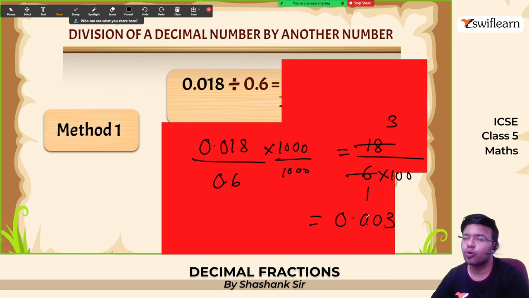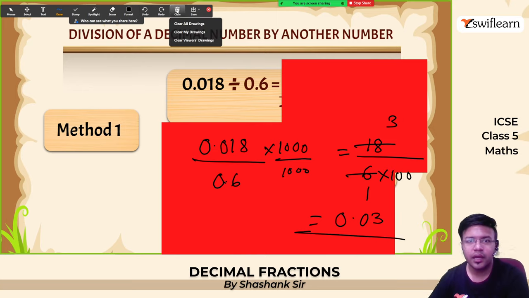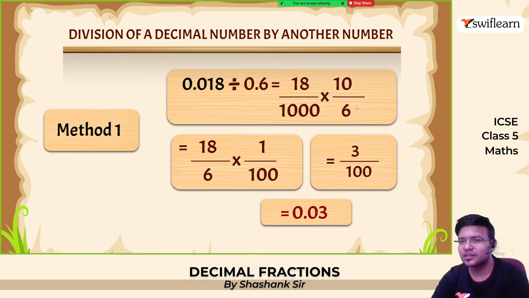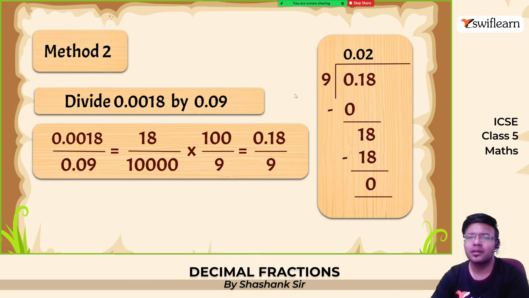0.03, not 0.003. It is 0.03. This is the answer. Yes, this is the right answer. What they have done is to make 6, they have multiplied by 10. Okay, same thing. Yes. How to divide this?